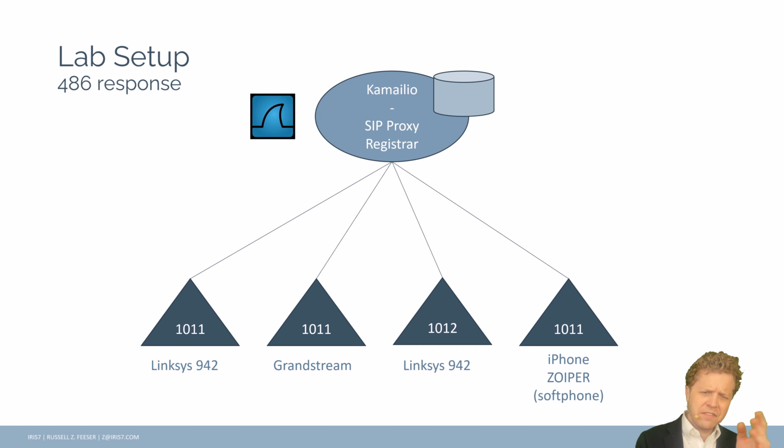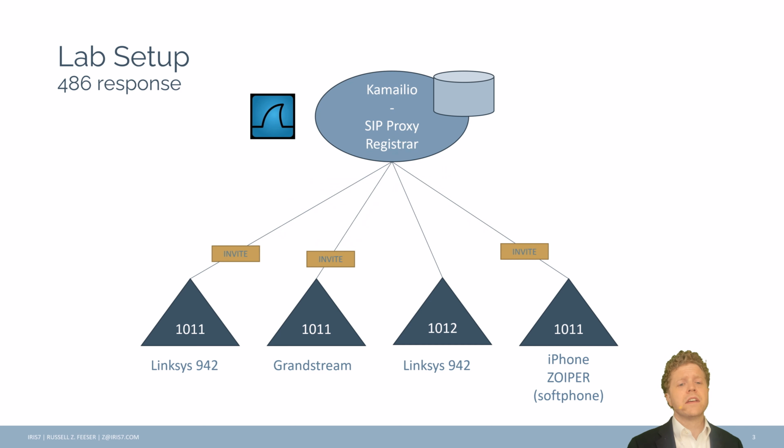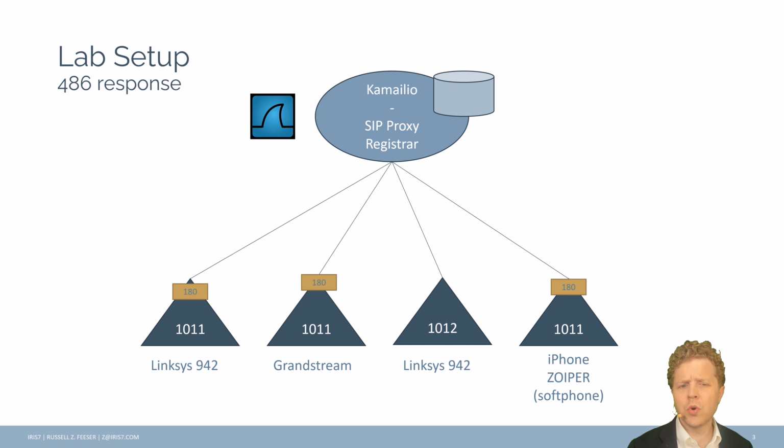So it says, hey, an invite to 1011, I got 3 IP addresses for that. So it's going to fork. It will make 3 copies of the invite. The only difference will be each via header will be slightly different. All 3 phones are ringing. 1011 in all places are ringing. We're waiting for somebody to pick up. We can only have one person pick up. SIP is an Alice Bob protocol. Now, if you're going to have conference, you got to have a conference bridge. So who is going to pick up?